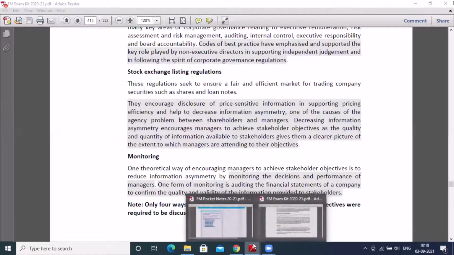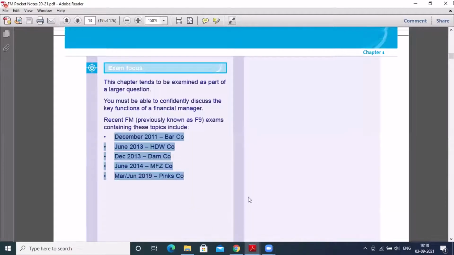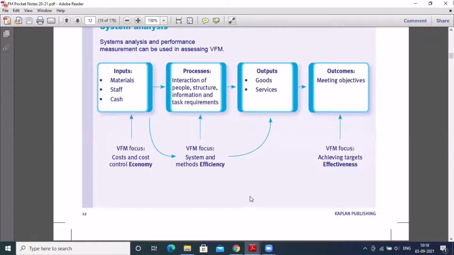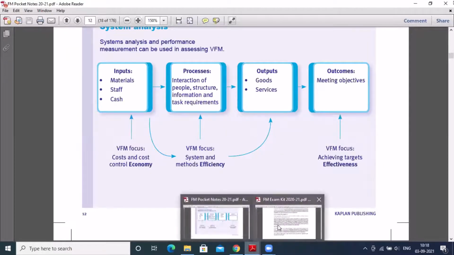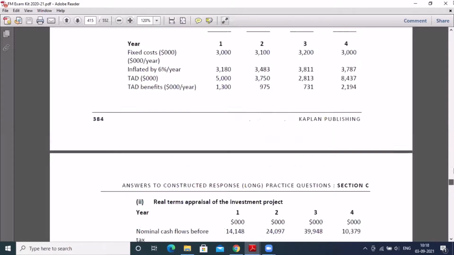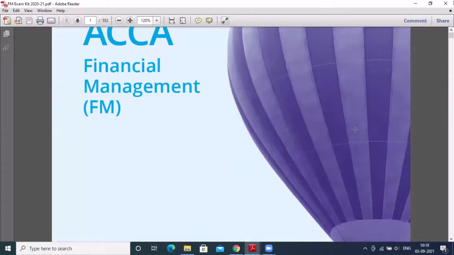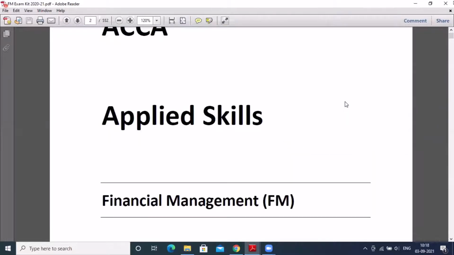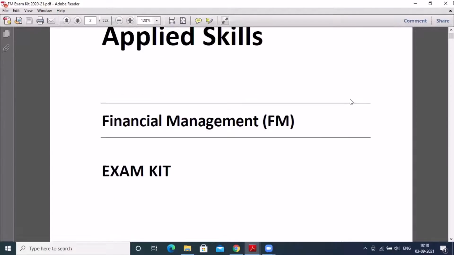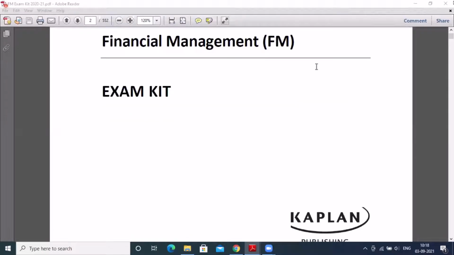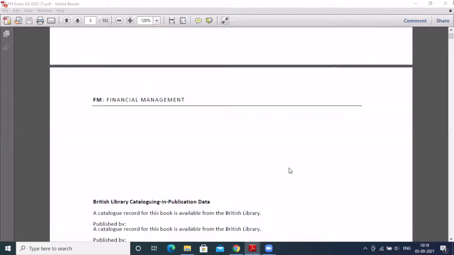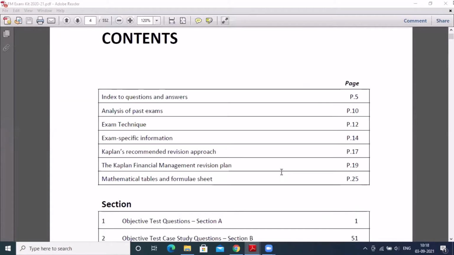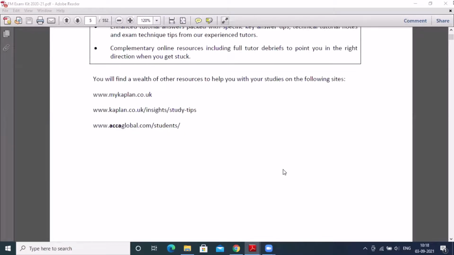And here a small task I want to give. In your examination kit, this is your examination kit. I hope everyone has the examination kit. Do you have? Yes. Now in the exam kit, I hope you can see my screen.